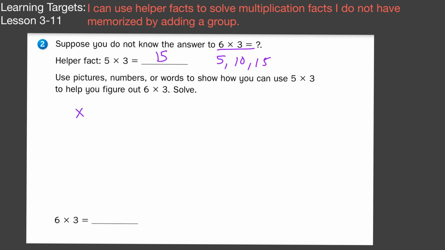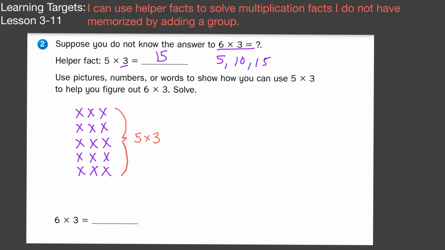So I've got 5 rows, 1, 2, 3, 4, 5 rows, and I need to put 3 in each row. 1, 2, 3, 1, 2, 3, 1, 2, 3, 1, 2, 3, 1, 2, 3. Now I'm going to do something. I'm going to use something kind of like parentheses, but a little bit different in shape, and it's just going to be used to show that this section, this part of the array here that's in purple, represents the math fact of 5 times 3.